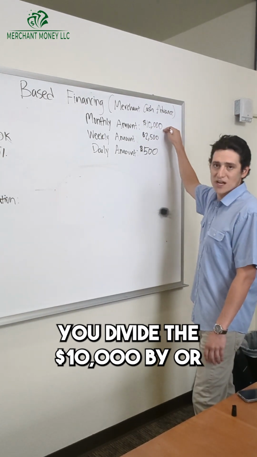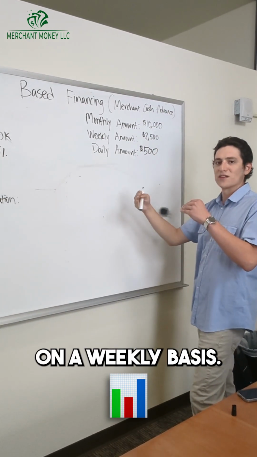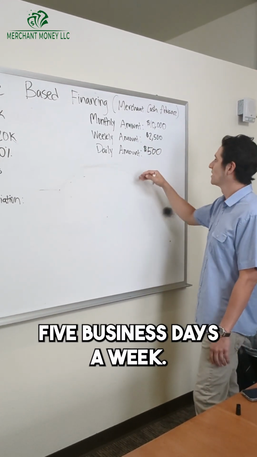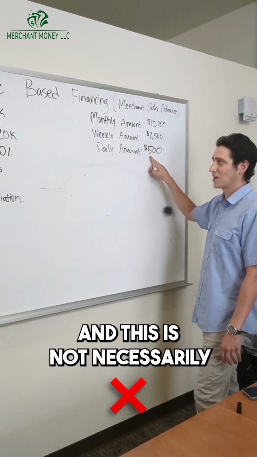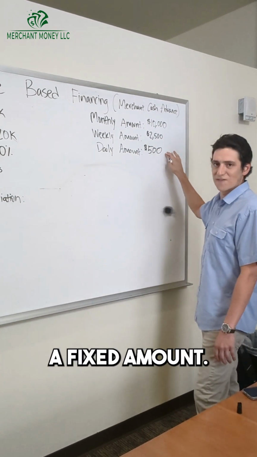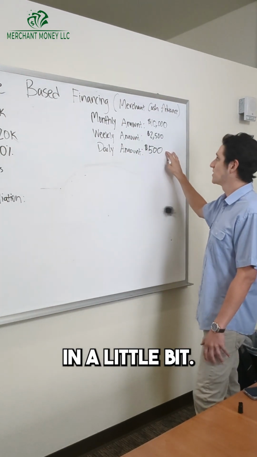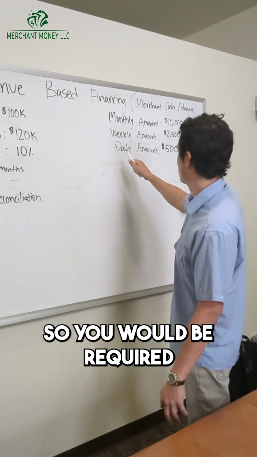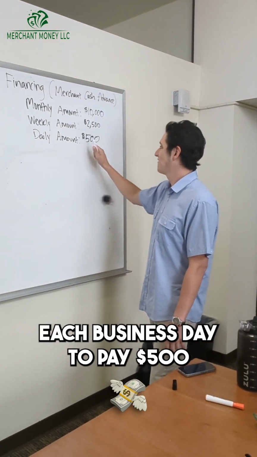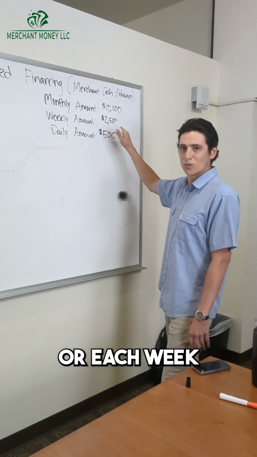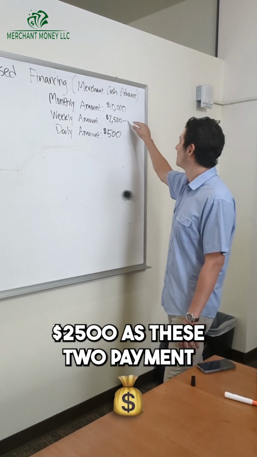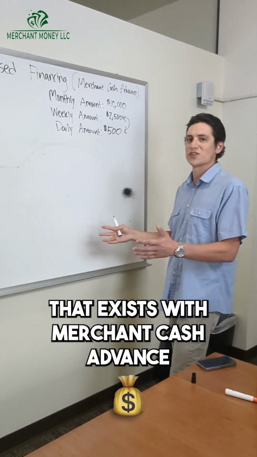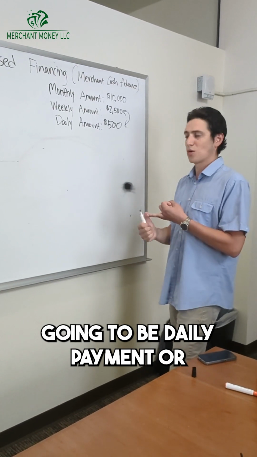You divide the $10,000 by 4, break it down on a weekly basis, it's going to be $2,500. Divide it by 5 business days a week, that's going to come out to $500, okay? And this is not necessarily a fixed amount. We're going to talk about reconciliation in a little bit, but let's just use this as our example. Okay, so you would be required each business day to pay $500 or each week $2,500, as these 2 payment frequencies are the most common payment frequency that exists with a merchant cash advance. So it's either going to be a daily payment or a weekly payment.